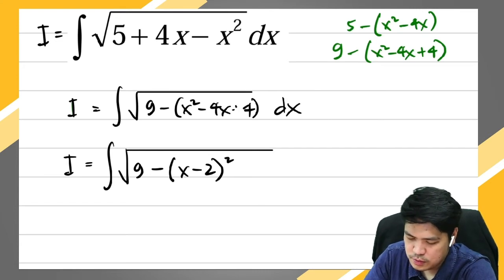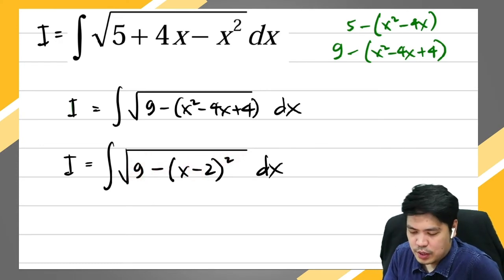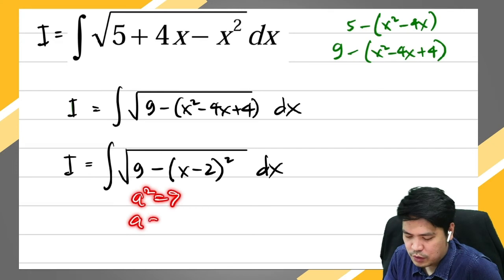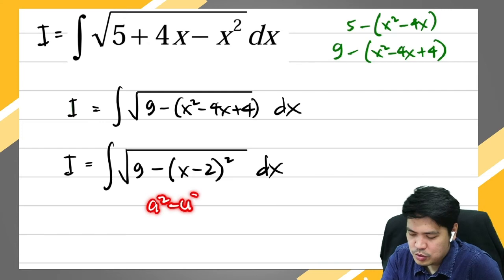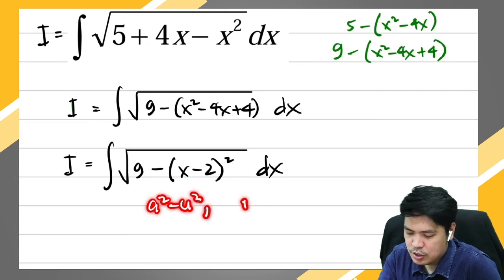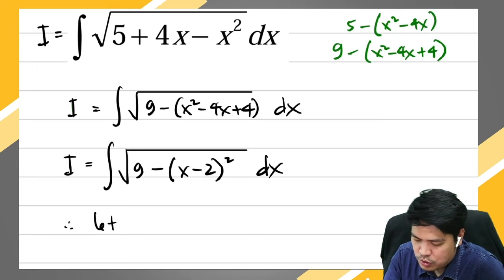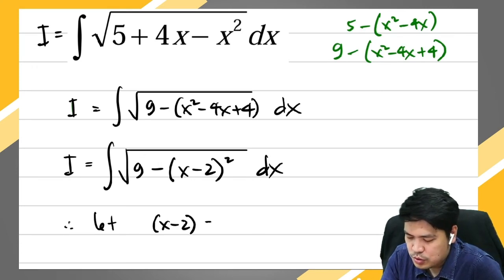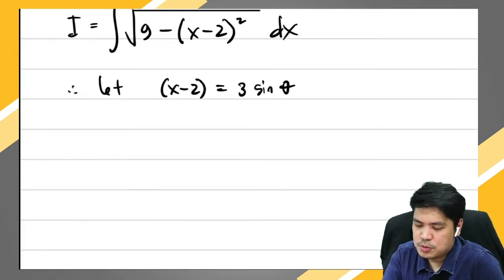Then dx. So therefore, this is now a squared minus u squared, right? Wherein a squared is equal to 9, so therefore a is equal to 3. So, we know that if a squared minus u squared appears, we'll try u is equal to a sine theta. So therefore, we let u, ano yung u natin? x minus 2 equal to a sine theta. So we'll have a, which is 3. Ito, because this is a squared, so ang a natin is 3 sine theta. So this is our substitution.